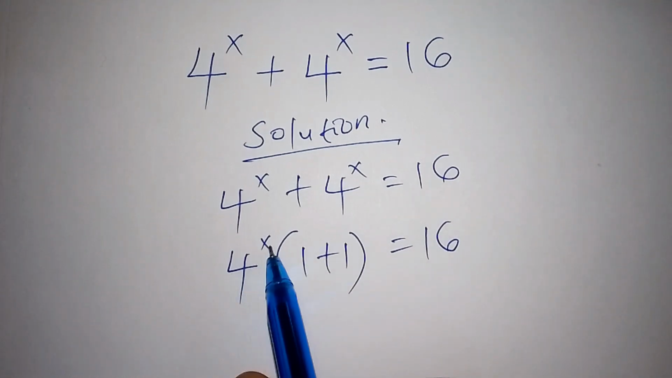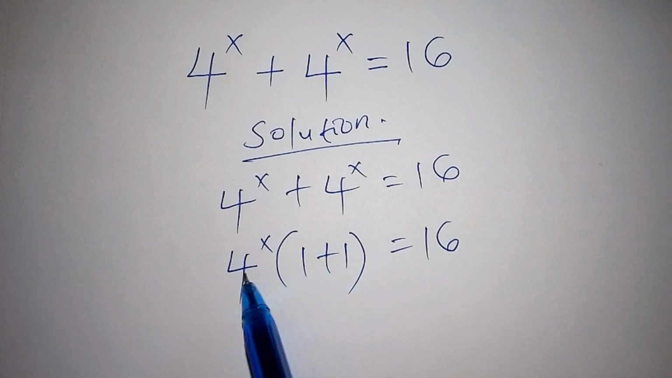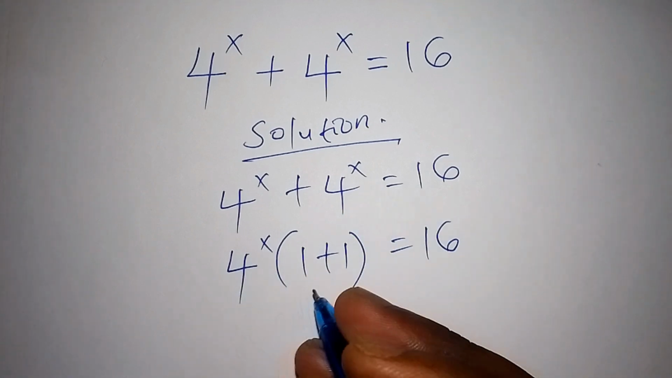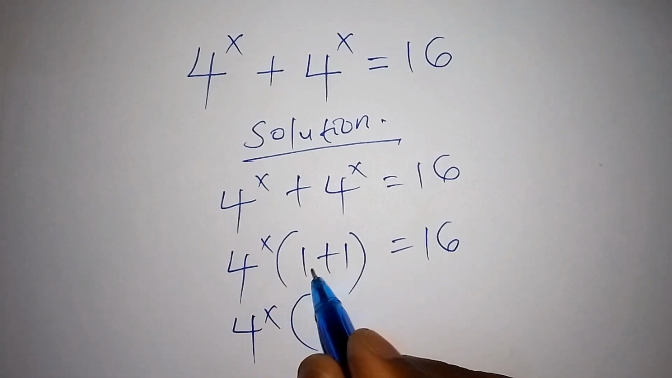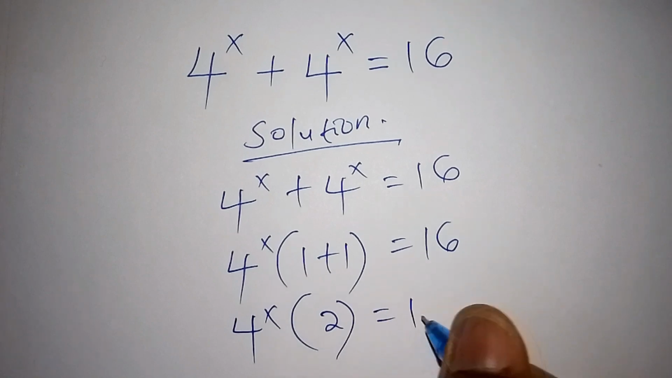Since 4 to the power of x multiplied by 1 gives us 4 to the power of x, then plus 4 to the power of x multiplied by 1, you shall also get 4 to the power of x. So we proceed to the next step and say that 4 to the power of x into the bracket 1 plus 1, we shall have 2, then we close the bracket, is equal to 16.